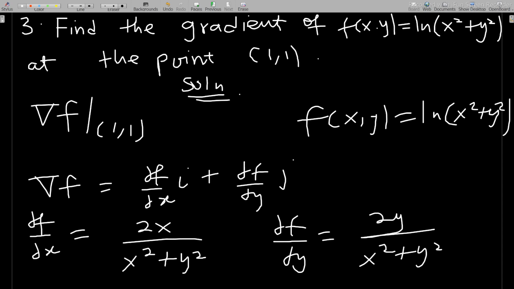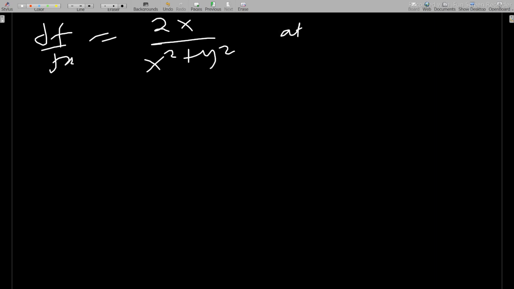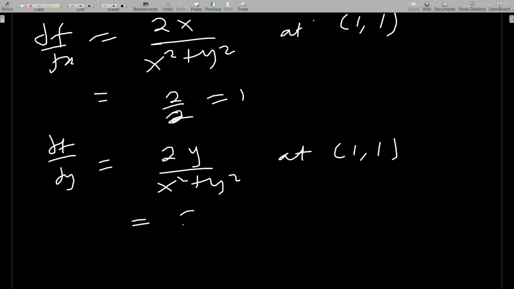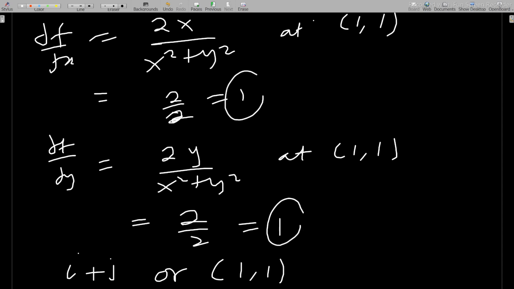Okay, so at the point 1 1, what will be del x? Del x, which is equal to 2x over x squared plus y squared at 1 1 will be equal to 2 over 2, which is equal to 1. Okay, and then del y is equal to 2y over x squared plus y squared, and at 1 1 this is also equal to 2 over 2, which is equal to 1. So the gradient at the point is given by i plus j, or you can say 1 comma 1, because this gave you 1, this also gave you 1, so that is what I want to find. The gradient at that point is just i plus j, or 1 comma 1.